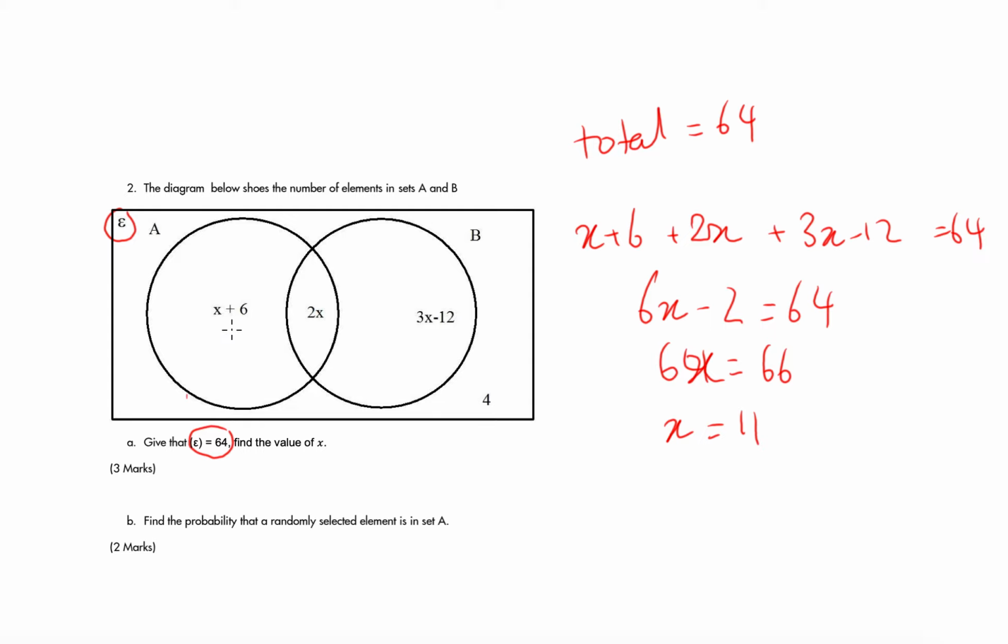Now find the probability that a randomly selected element is in set A. Well, we know x is 11 now, so x plus 6 is 17. And we know 2 times x is 22, and these are all the ones in A, so they're just the ones we care about. So the answer here is 17 plus 22, which is 39. But remember, we need to divide it by the total number of elements in the set, which is 64. So let's have a look at the next one.